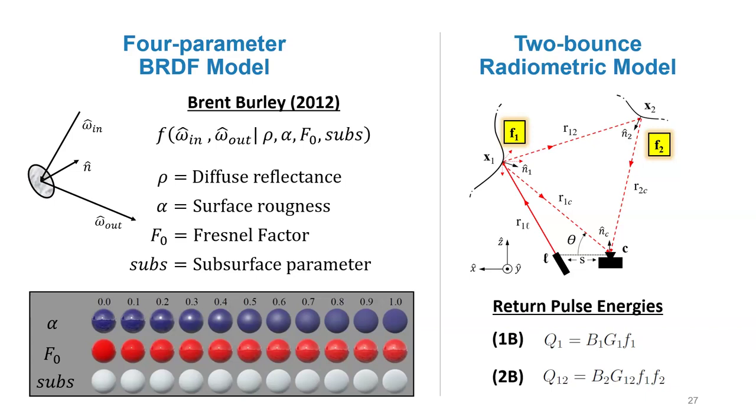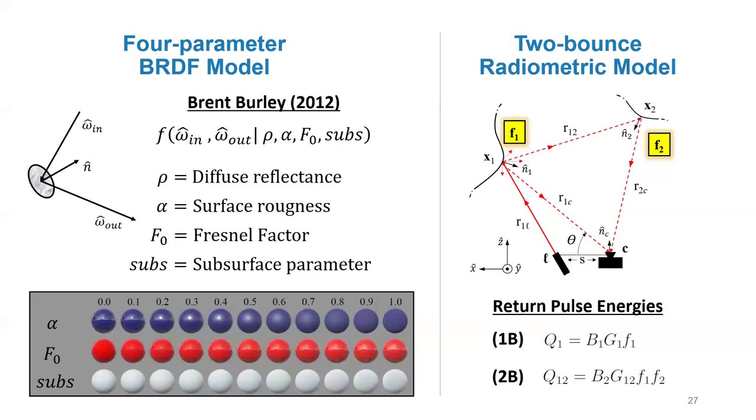So once the BRDF model is defined, the radiometric model is relatively straightforward to write down. So as a reminder, a bounce flash LiDAR system will observe a one bounce return and a two bounce return. And so the intensity of one bounce returns is just the product of an instrumental calibration parameter, which accounts for things like aperture size of your camera, a geometry term, which accounts for effects like radial falloff, and then the BRDF of the first surface. And then the intensity of the two bounce return is just the product of an instrumental calibration term, a geometry term, and then the product of the BRDFs of the first and the second surface.